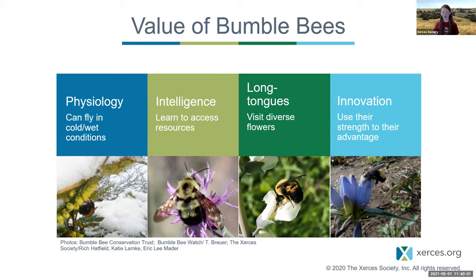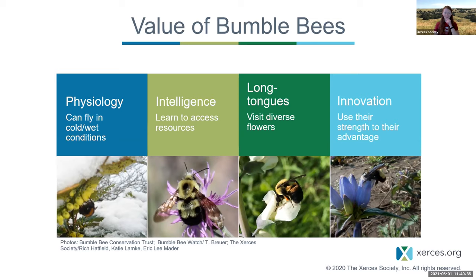Well, now we're going to look at the value of bumblebees. They are pretty interesting pollinators for a few different reasons: their physiology, their intelligence, their tongue lengths, and their innovation. Something I didn't talk about with wild bee diversity in that beginning set is that our bees have a lot of different size tongue lengths. One of the ways that we classify them is by short tongues and long tongues. Bumblebees fall into the long tongue category.